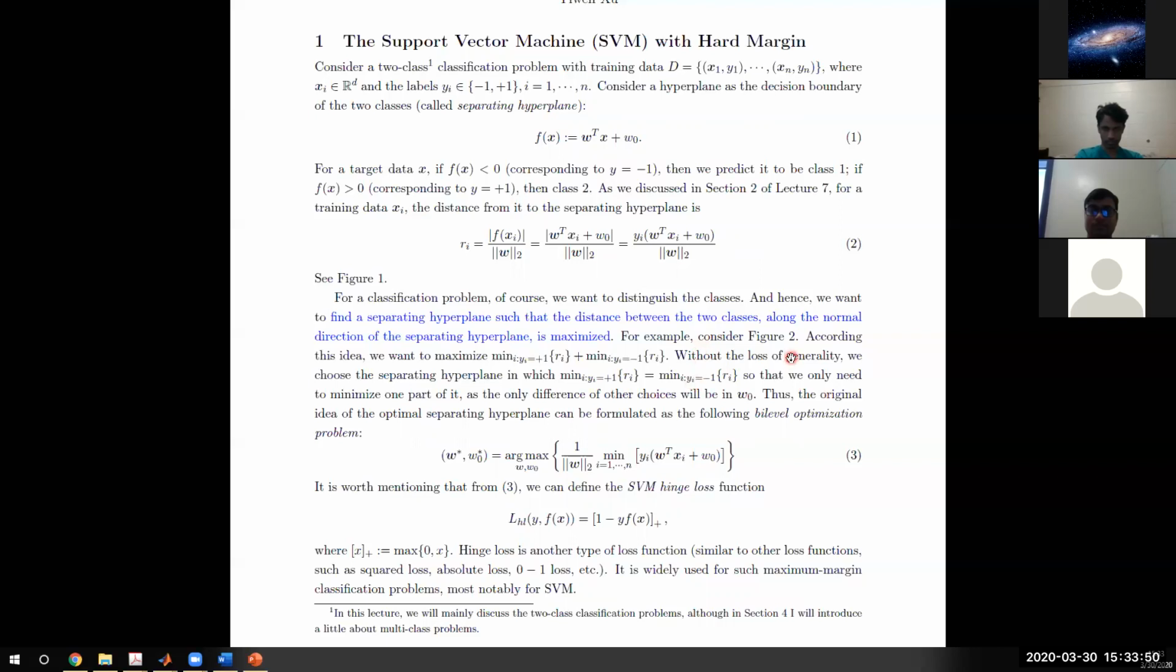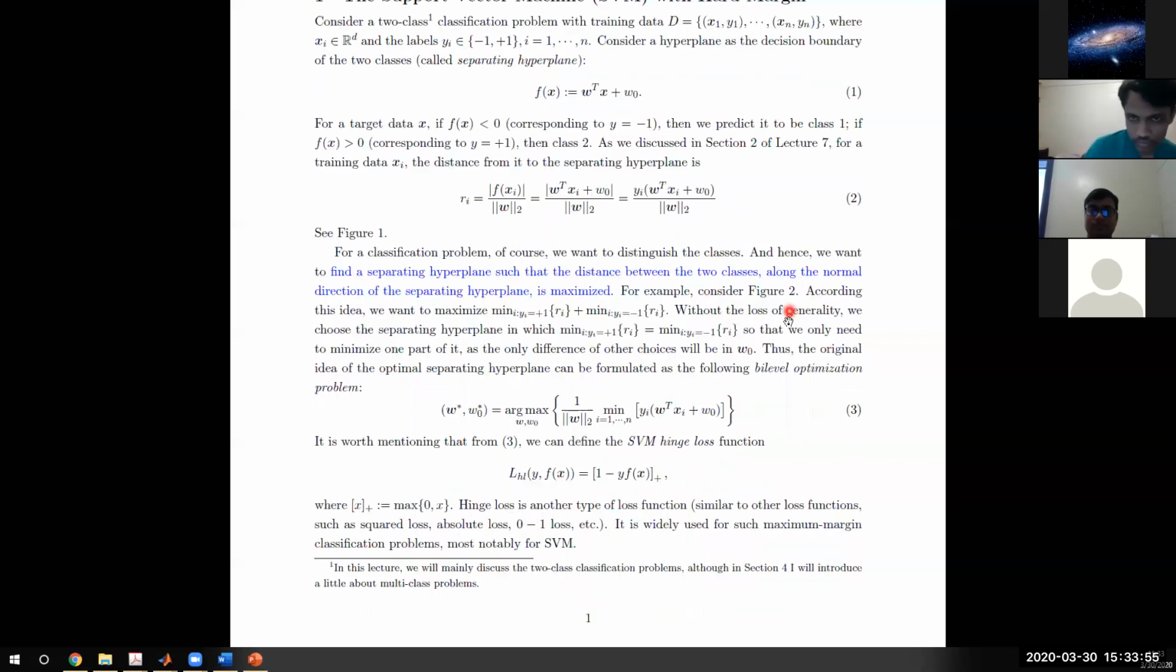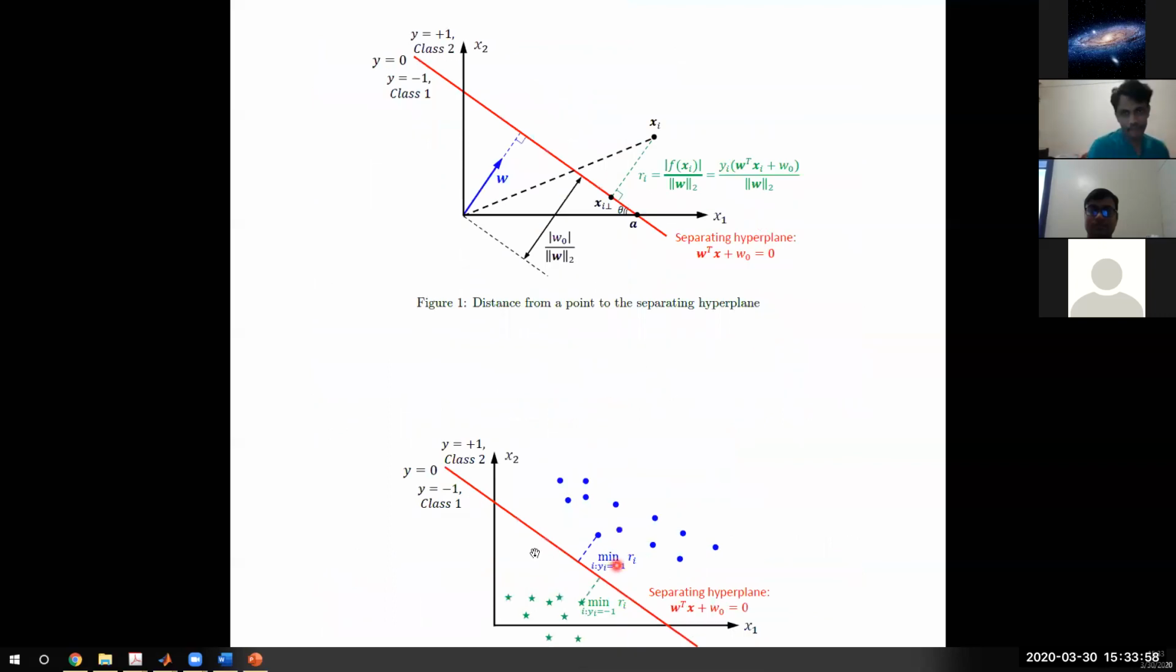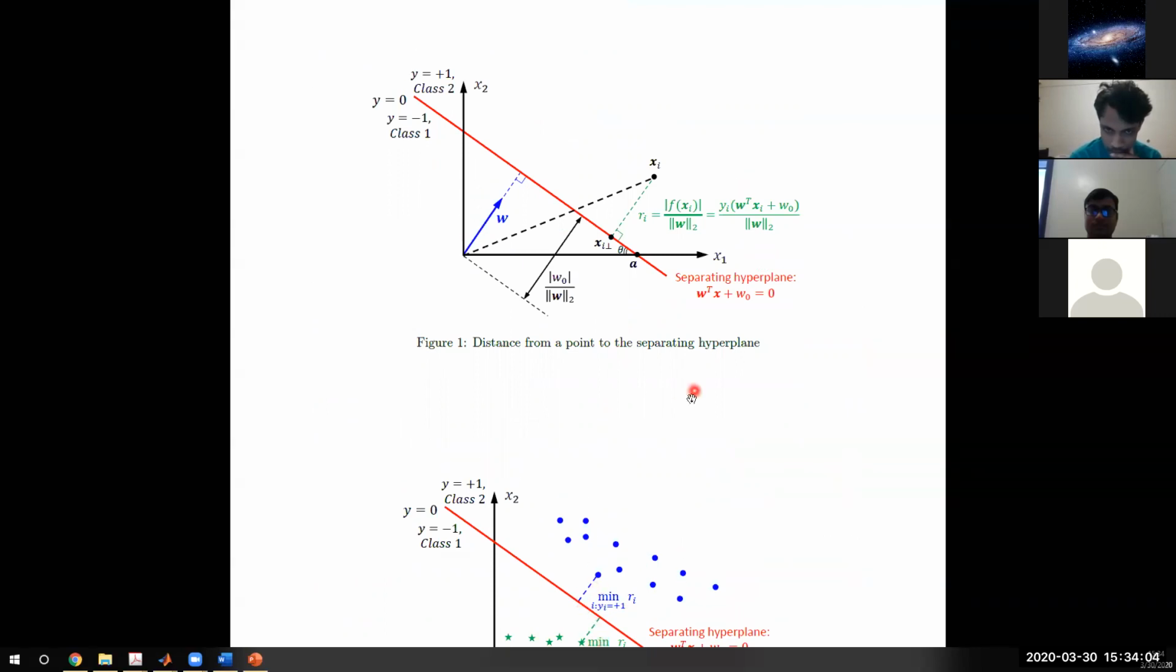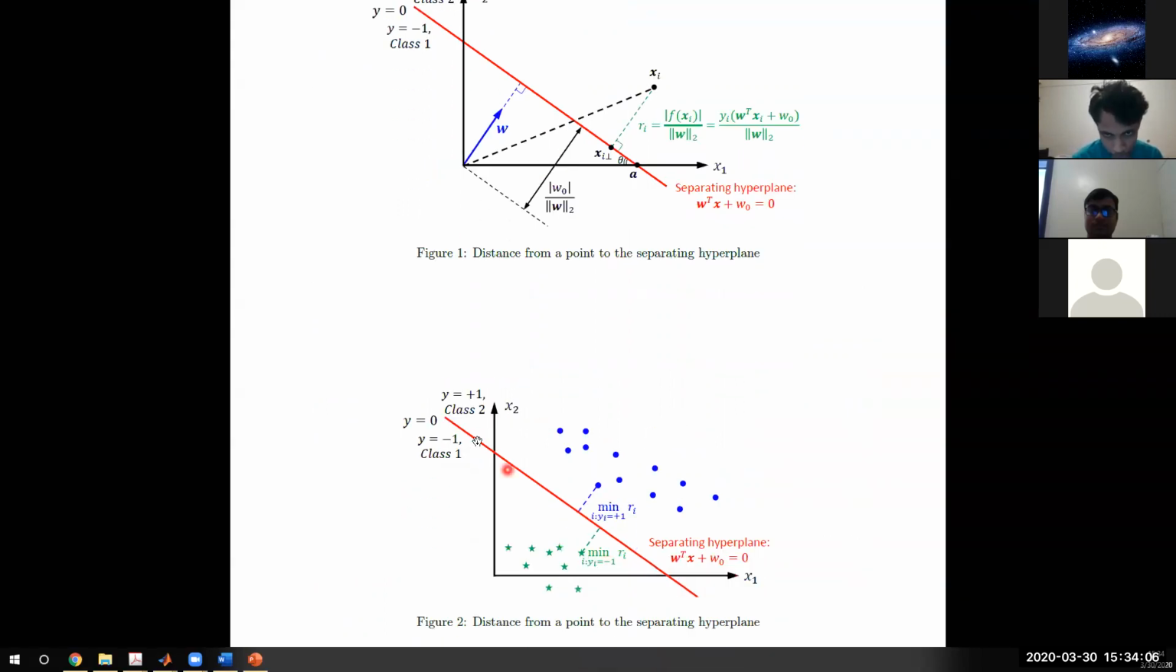So how do we formulate it along this original idea? What we're going to do is this. First of all, we want to find the minimum distance between this and this, right? A very easy observation is that this line, the separating hyperplane, is always going to be in the middle. By in the middle, I mean that the distance from this line to class 1 should be equal to the distance from this line to class 2.